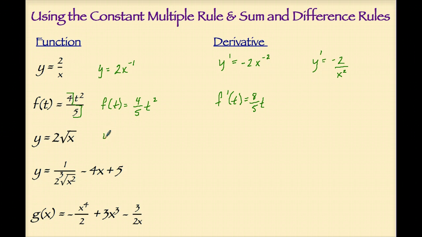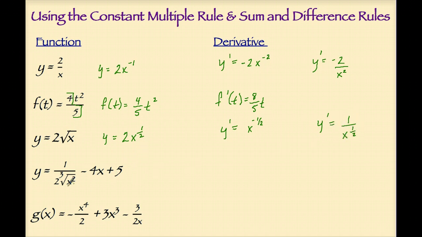Let's rewrite this function. Y equals 2x to the 1 half. Using the power rule, y prime equals 1 half times 2 is 1, and then x to the 1 half minus 1, x to the negative 1 half. With a negative exponent, we do want to simplify. That means we're going to have 1 over x to the 1 half power.